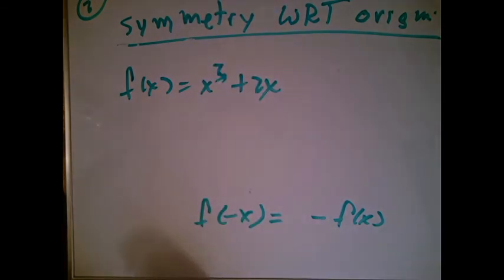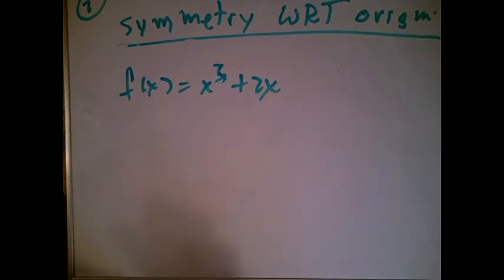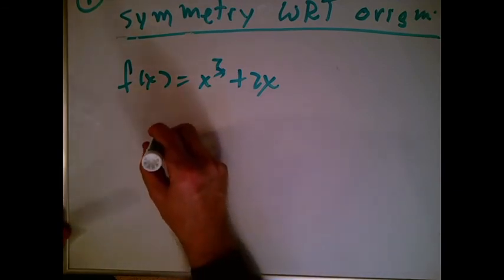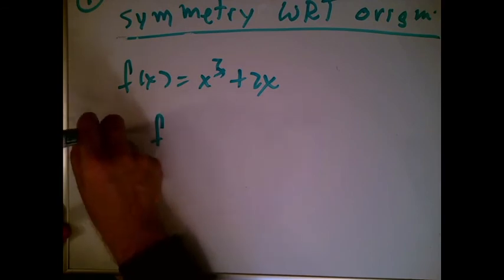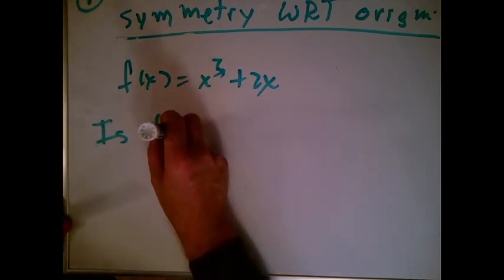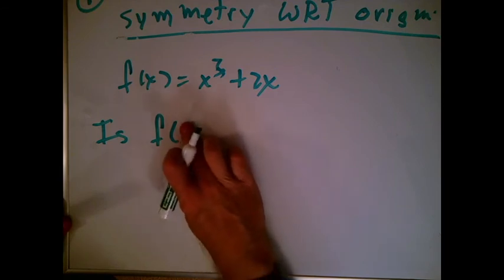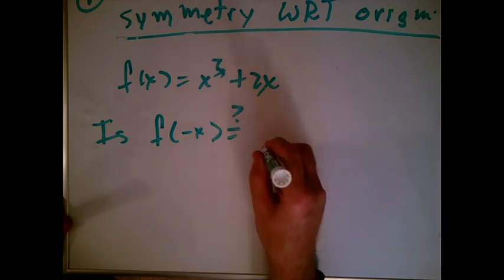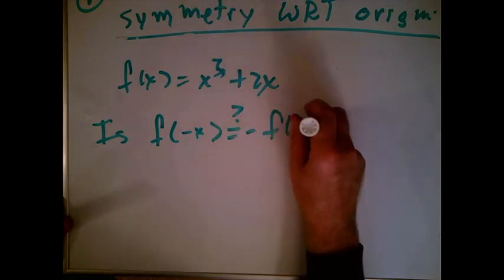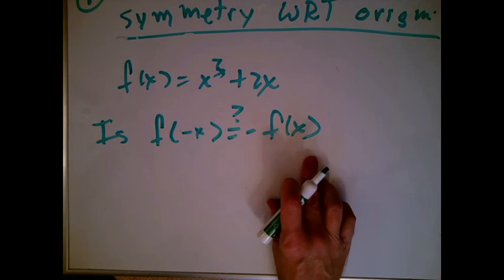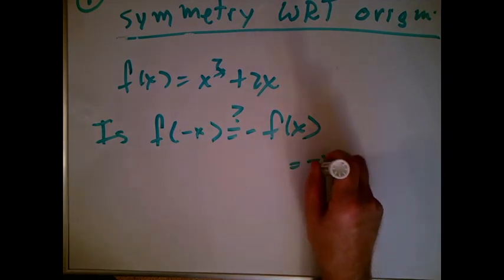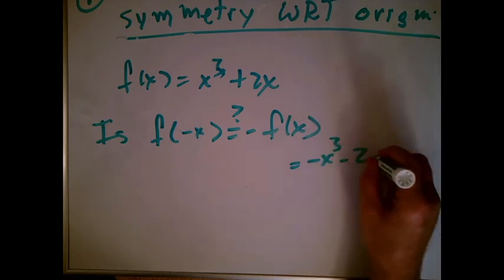I don't know what the graph looks like, but I do want to see if it's symmetric with respect to the origin. And so what we're supposed to check, I'm going to write down, although I'll often just put a question mark, is f of minus x equal, question mark, to minus f of x. Now again, one side's easy. The right-hand side just says take your formula and multiply by a negative sign, right? So what we're going to get here is negative x cubed minus 2x.